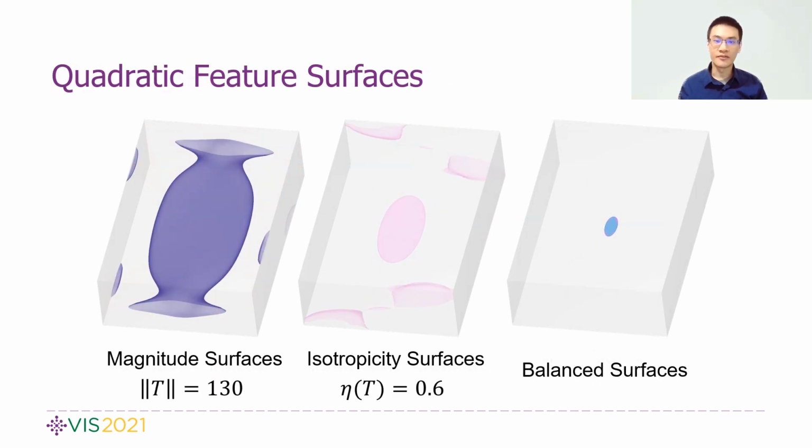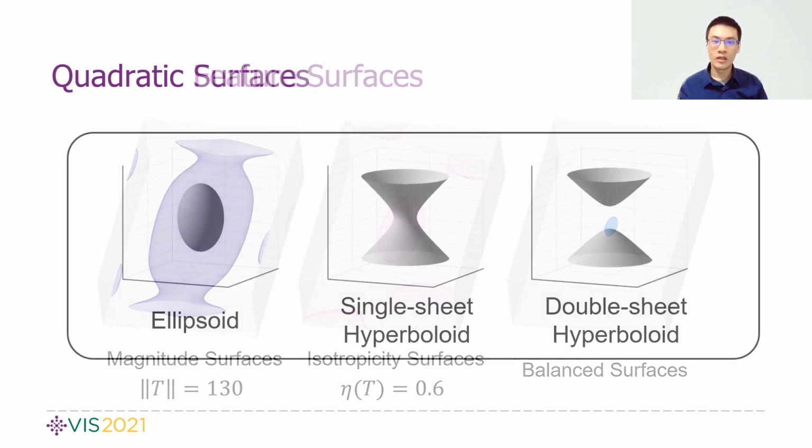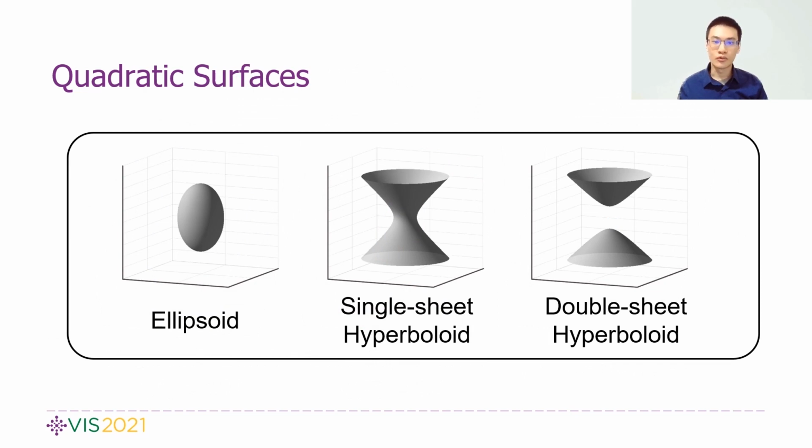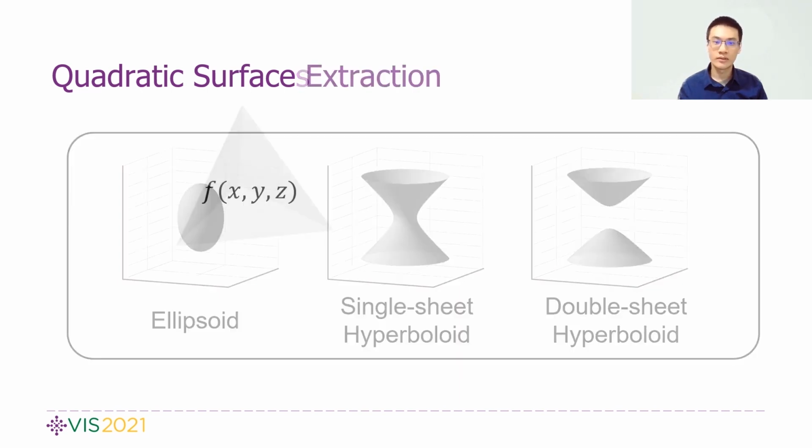However, many of the feature surfaces are quadratic surfaces, such as the magnitude surfaces, isotropicity surfaces, and balance surfaces. Observing that a quadratic surface is either an ellipsoid, a single-sheet hyperboloid, or a double-sheet hyperboloid, we propose a quadratic surface extraction at any given accuracy.